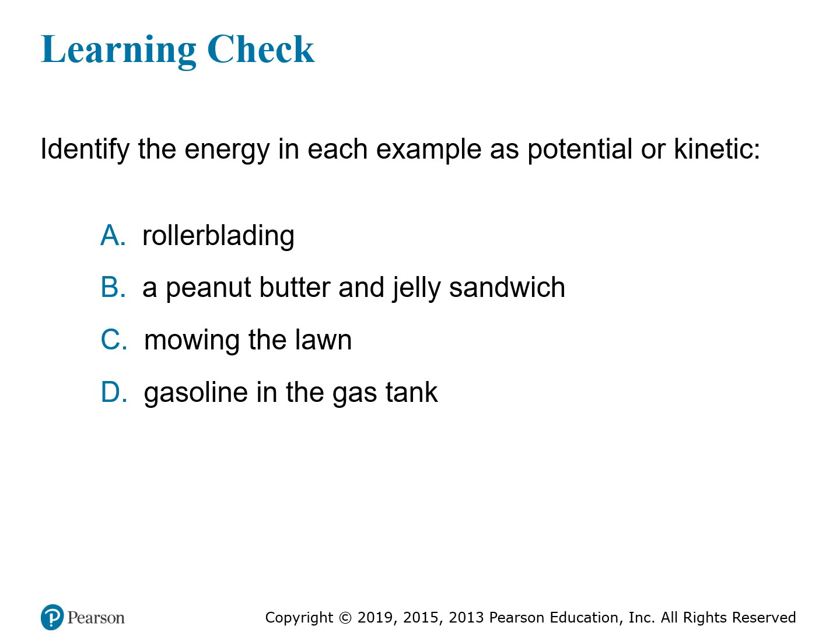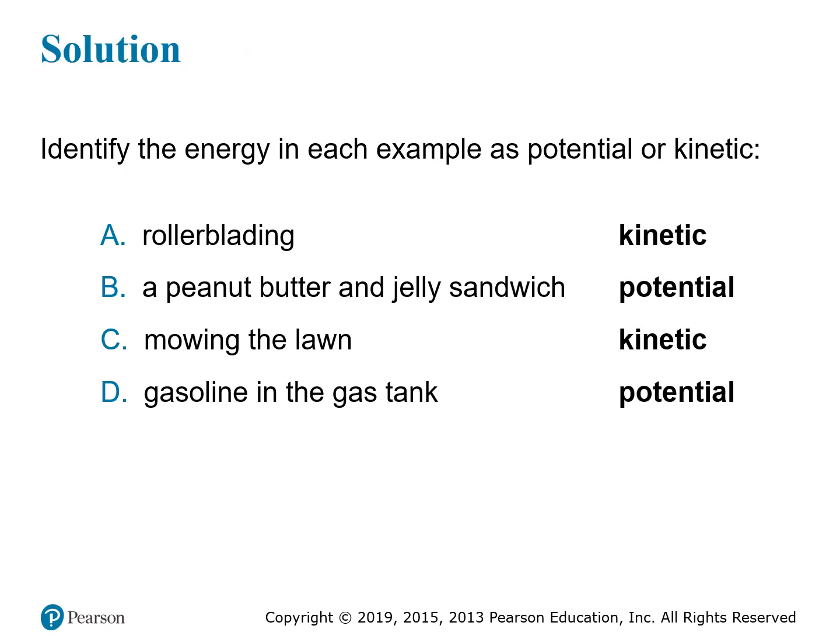Mowing the lawn is again a motion, it's an activity where you move, and so that is kinetic energy. Gasoline in the gas tank, we saw already, is an example of potential energy. Now, one thing to keep in mind is that even though these are the answers that we're expecting here, and we think of these things as representing either kinetic or potential energy better, virtually every system in the universe is some combination of both kinetic and potential energy.